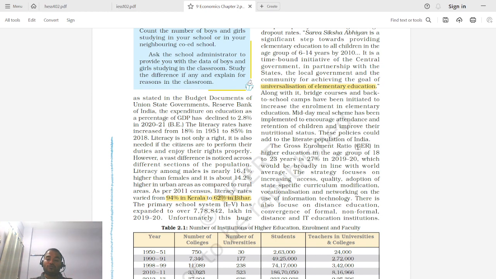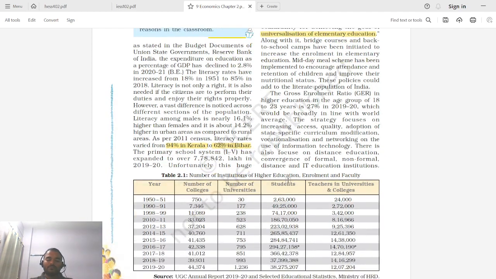So the gross enrollment ratio, which is also called GER, in higher education in the age group of 18 to 23 years is 27% in 2019, which would be broadly in line with the world average. The strategy focuses on increasing access, quality, adoption of state specific curriculum modification, vocationalization and networking on the use of information technology. There is also focus on distance education, convergence of formal, non-formal, distance and IT educational institutes. So these are the different steps that the government is taking.